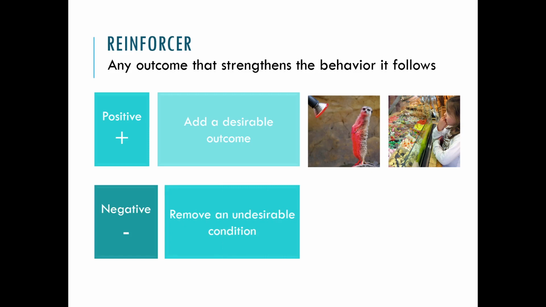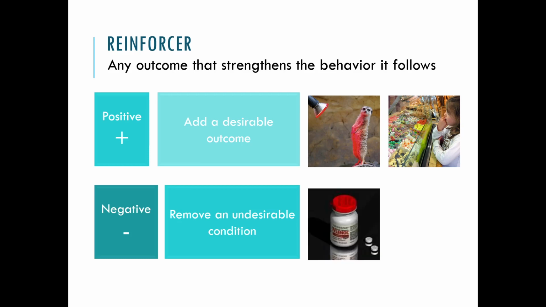Remember, we're trying to strengthen the behavior that it follows. We want them to do these behaviors again, right? So we want to take away something that they don't like so that they'll want to do this behavior again. So for example, Tylenol is a negative reinforcer, or aspirin, or whatever you use for headaches, because it takes away your headache pain. So you're more likely to follow the behavior of taking Tylenol next time you have a headache when it successfully takes away your headache.